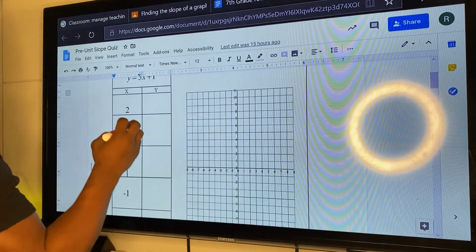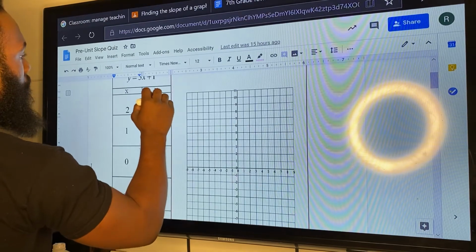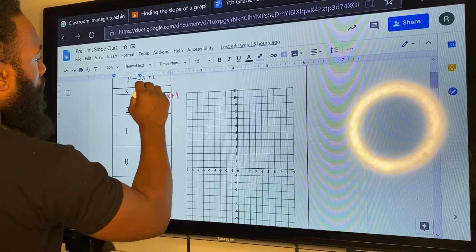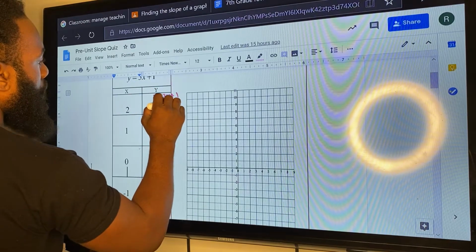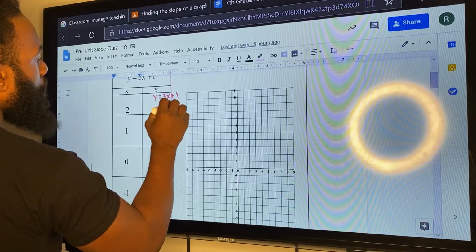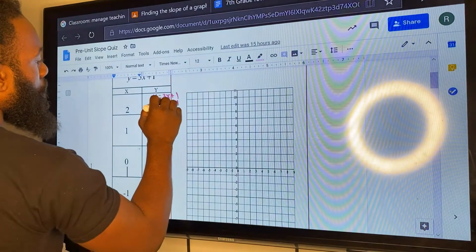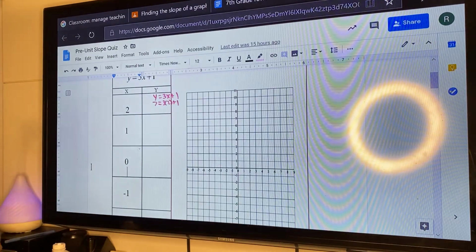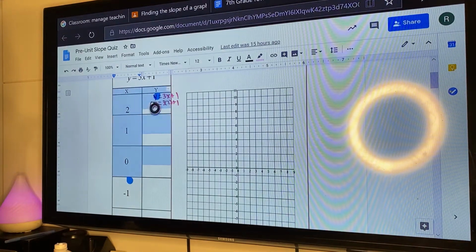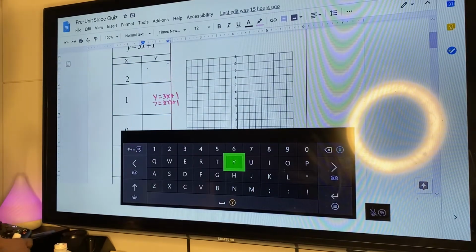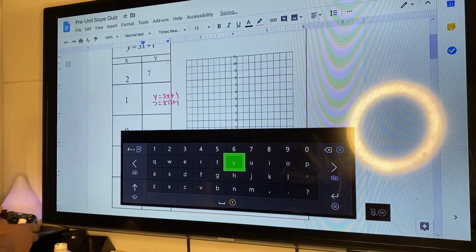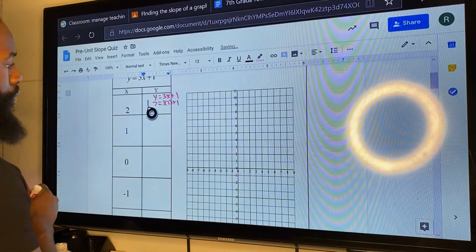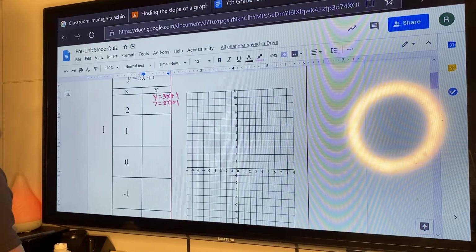So again, all I would do here is y equals 3x plus 1. I know x is 2. So 3 times 2 plus 1. 3 times 2 is 6, plus 1 is 7. So I know that y is 7, and all I would do here is click this and put 7. There we have it. And so that'll show you a little snapshot of how to do that.